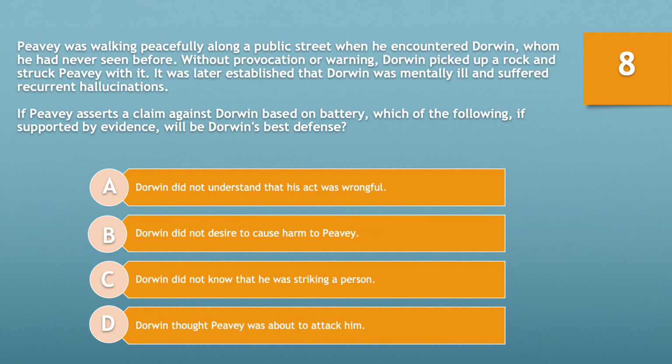Peavy was walking peacefully along a public street when he encountered Darwin, whom he had never seen before. Without provocation or warning, Darwin picked up a rock and struck Peavy with it. It was later established that Darwin was mentally ill and suffered recurrent hallucinations. If Peavy asserts a claim against Darwin based on battery, which of the following, if supported by evidence, will be Darwin's best defense? A. Darwin did not understand that his act was wrongful. B. Darwin did not desire to cause harm to Peavy. C. Darwin did not know that he was striking a person. Or D. Darwin thought Peavy was about to attack him. Take 10 seconds.